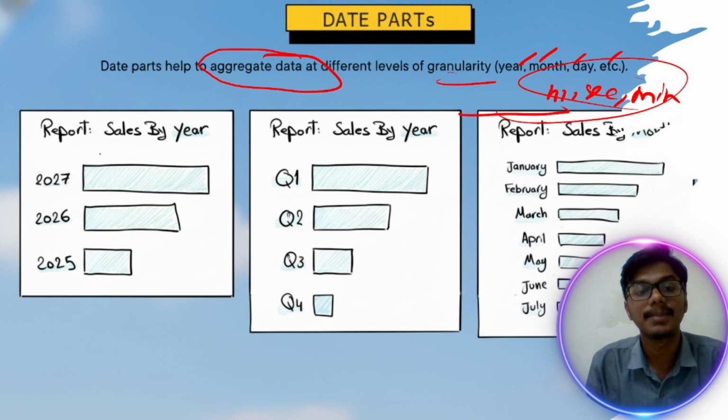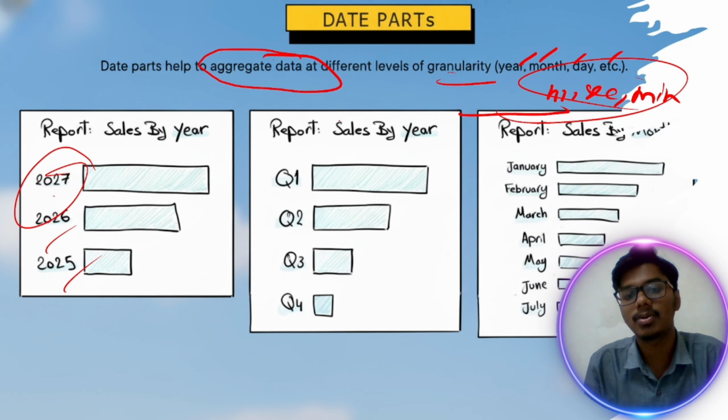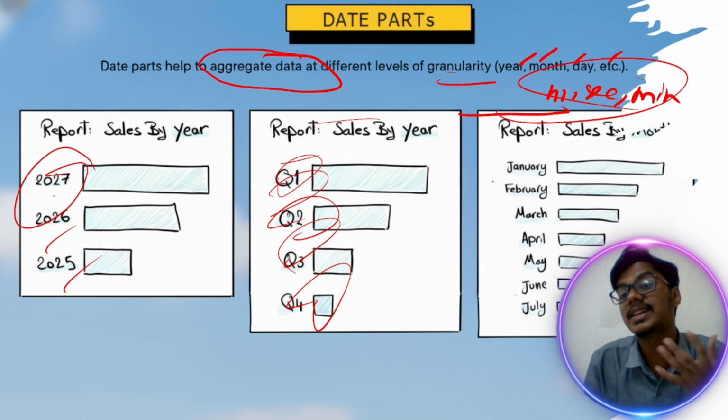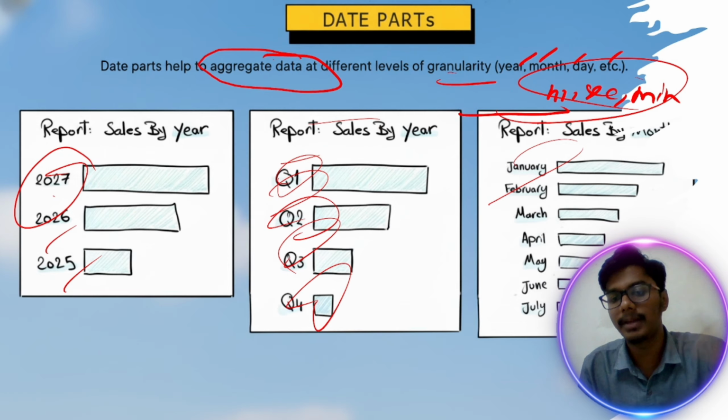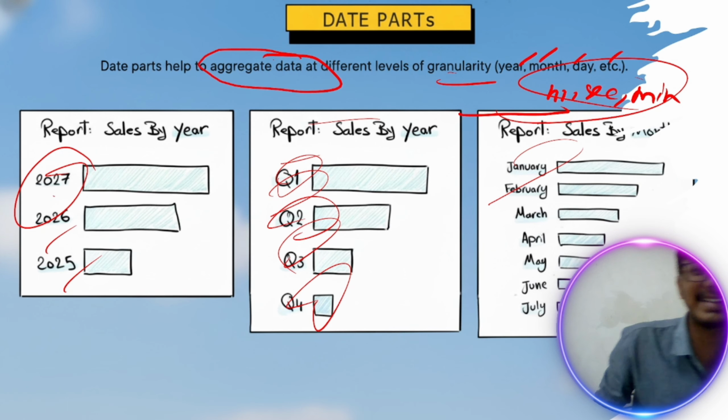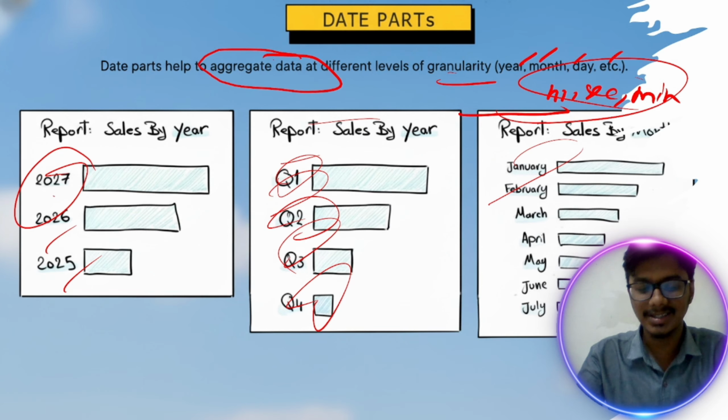So if you want to report sales by the year, we are going with 2025, 2026, 2025, right? It may be a use case. Report sales by the quarter. There are 4 quarters in the year: quarter 1, quarter 2, quarter 3, quarter 4. If you want to report sales by the month, we are going with the date part, right? It may be used as January, February, March, April, May, June, July, August, September, November, October, whatever it may be. I'm telling the month names wrong. Sorry guys.